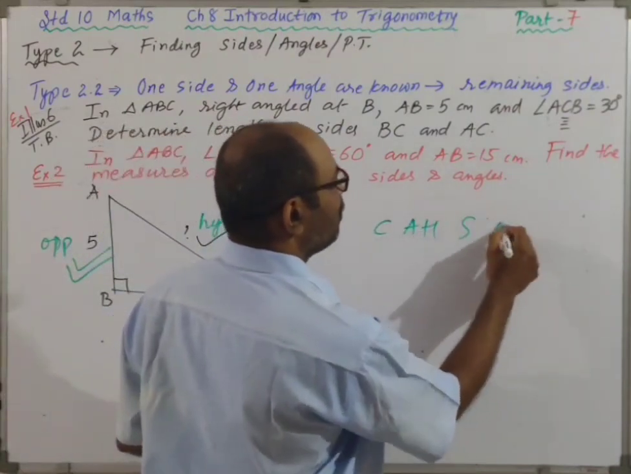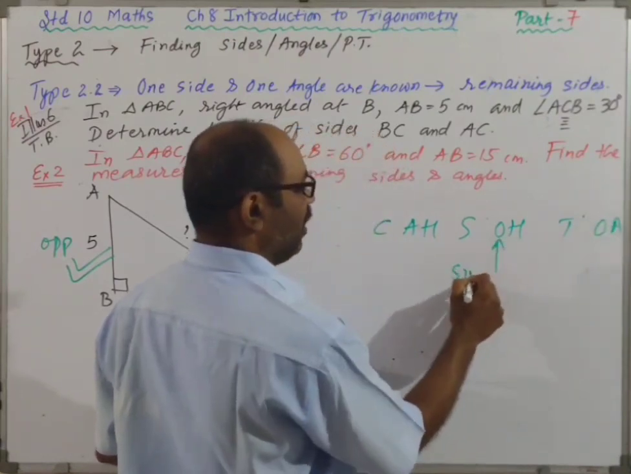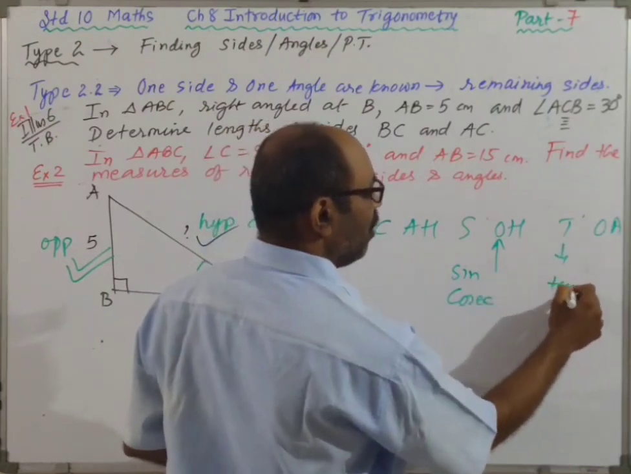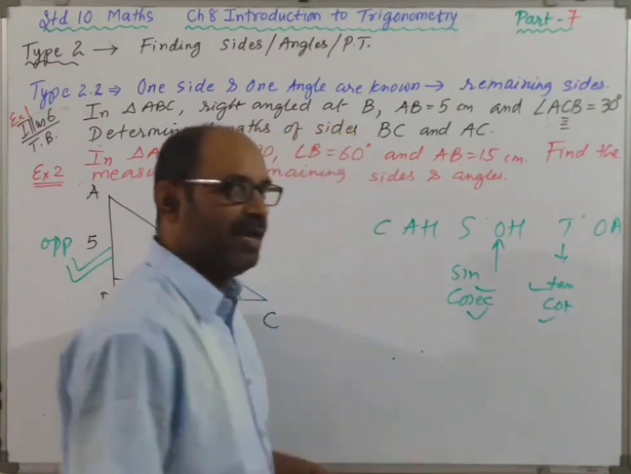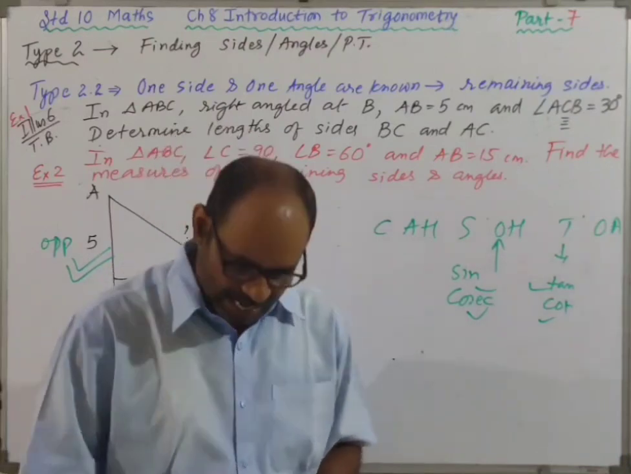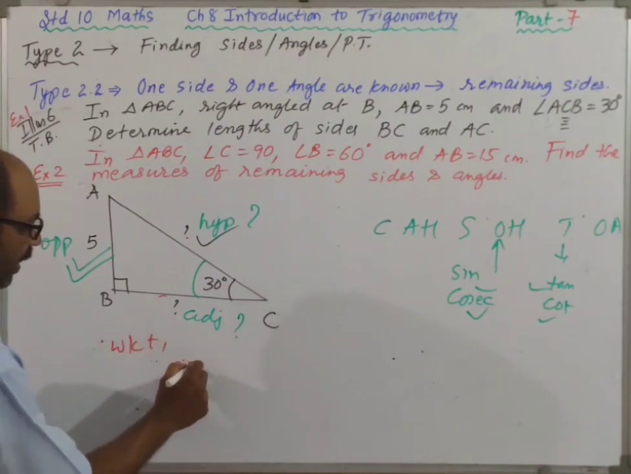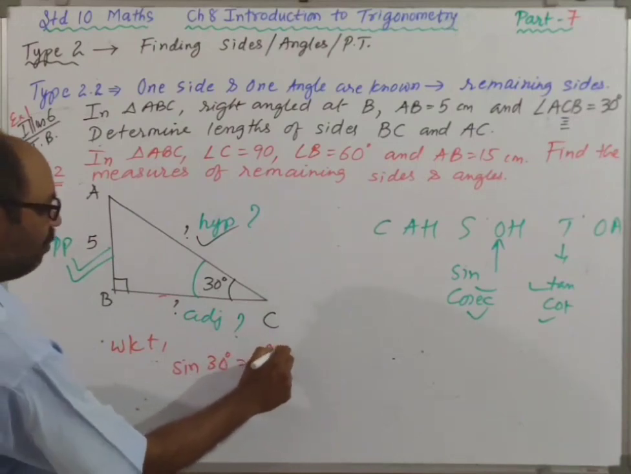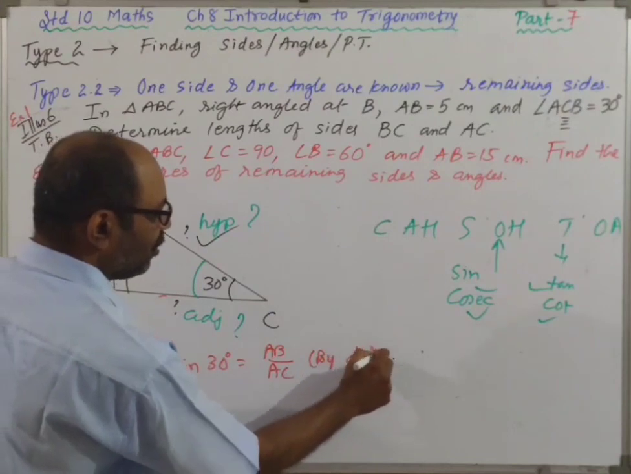See, here opposite side is in sin and in its converse, cosec, and in tan and its inverse, that is cot. In these 4 trigonometric ratios, the opposite side is involved. So you can pick up any one. I'll pick up sine. We know that sine of 30 degree, with respect to angle 30, is opposite side AB upon hypotenuse AC by definition.